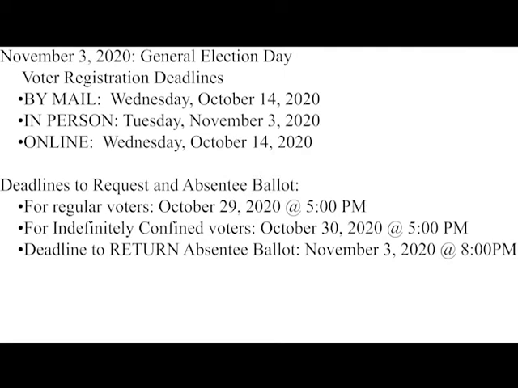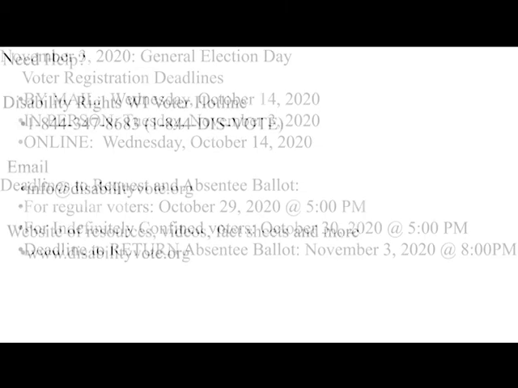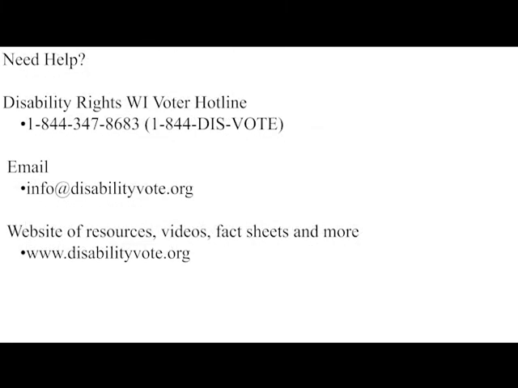Disability Rights Wisconsin is available to answer questions about voting, including absentee voting and voter registration. For assistance, email us at info@disabilityvote.org or contact Disability Rights Wisconsin. Check out the Disability Vote Coalition website. It is full of resources.